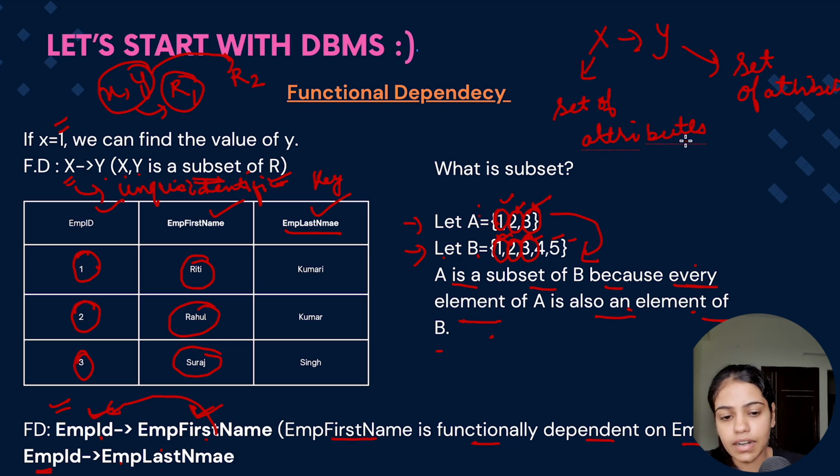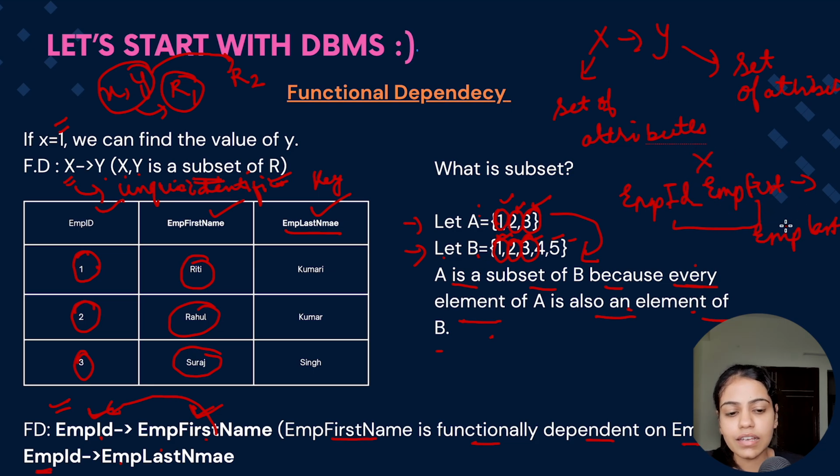So we can also say that employee ID and employee first name both determine employee last name. So X would be this set of attributes, employee ID and employee first name. In the same way, we can also say that employee ID determines employee first name and employee last name. So here Y is also a set of attributes. So first we need to understand that when X determines Y, X can be a set of attributes and Y can also be a set of attributes.